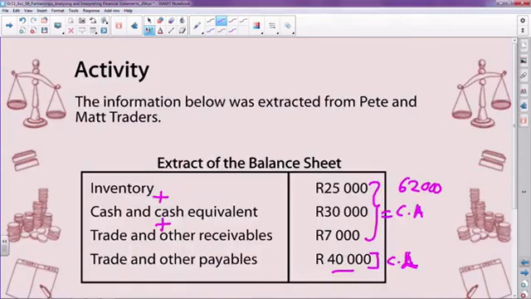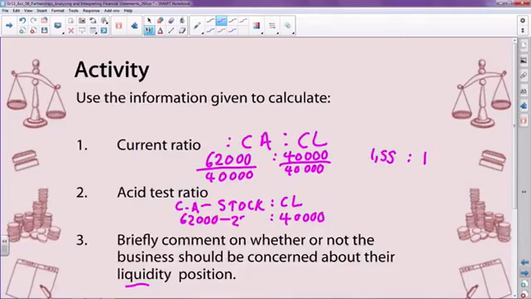So let's go back to the information. So your inventory, which is your stock, amounts to 25,000. Okay, so I'm going to now subtract 25,000. Okay, so let's just pull out the calculator again.